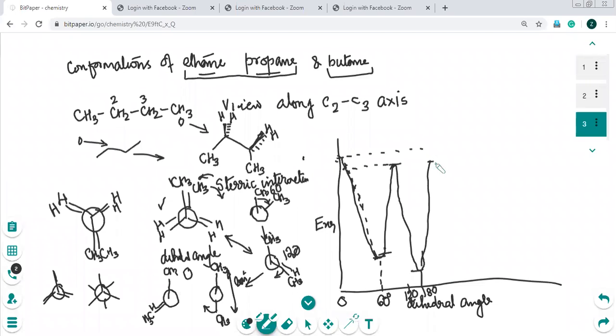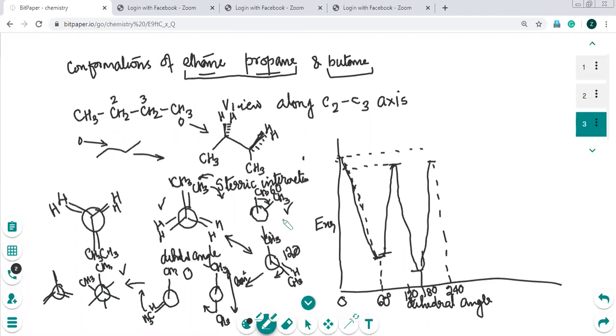So this is 240. Now move this, and you'll get the CH3 here and CH3 here. Now see, this and this are the same, with the same energy. The only thing is, in one of them CH3 is on the right hand side, the other is on the left hand side.